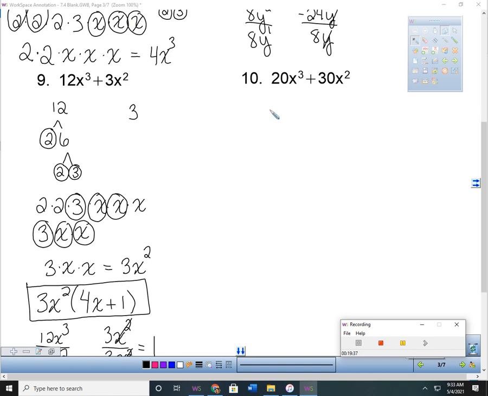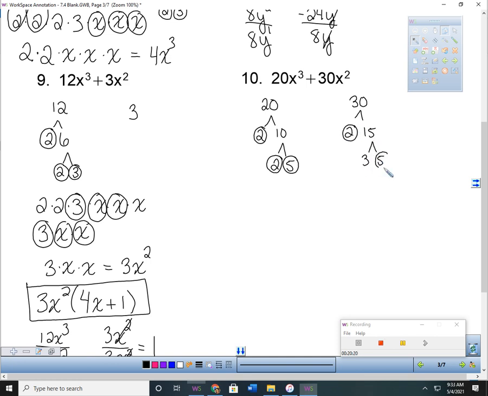All right, so we've got 20. I'm going to go ahead and factor that out. By the way, if we're just looking at this, though, we should realize that that's going to be 10x to the second. All right, so I've got 2 times 10, and then 10 is 2 times 5. And then I've got my 30 is 2 times 15. And 15 is 3 times 5.